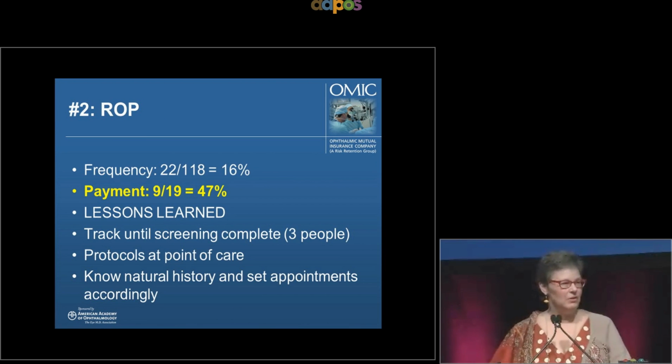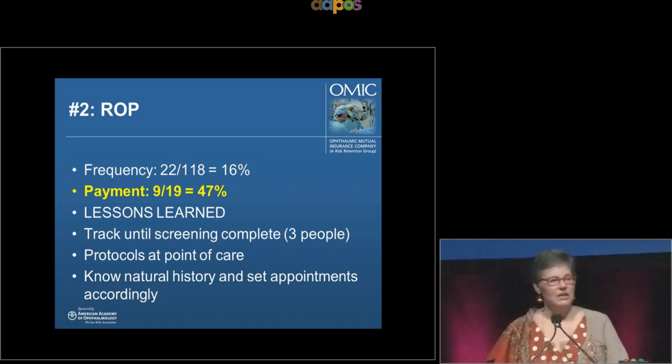ROP, obviously, but you notice it's not the top one. 47% of our ROP cases end up in an indemnity payment, and it's 16% of our claims. We've learned the hard way, and our ROP safety net is based on our experience, so it's available. I'm happy to help hospitals, or anybody who needs help with ROP, please call me. We have found that it really is like rocket science. It's sort of like preventing wrong-site events. It really is hard to keep track of these kids, so we require triple tracking: somebody at the hospital, somebody in the office, and the ophthalmologist.